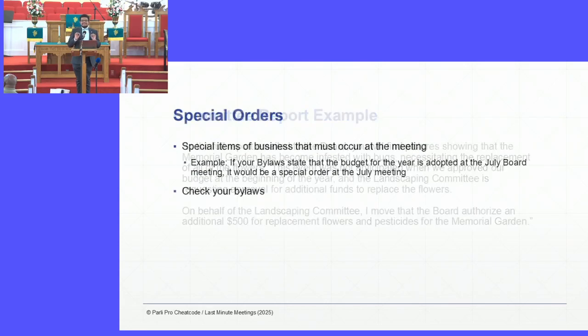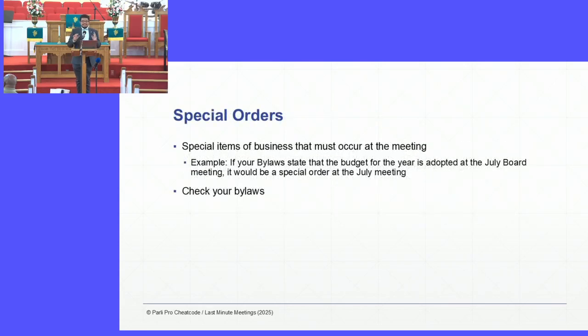Next slide. So second S, Mrs. Sun, is called special orders. Those are rare. Essentially, if your bylaws say, "At the May meeting, we have to do the budget," then that is the special order for the May meeting. That's when you mainly run into that.